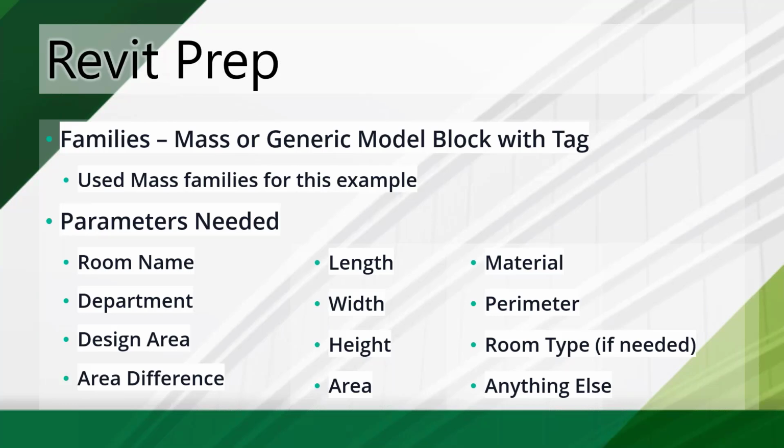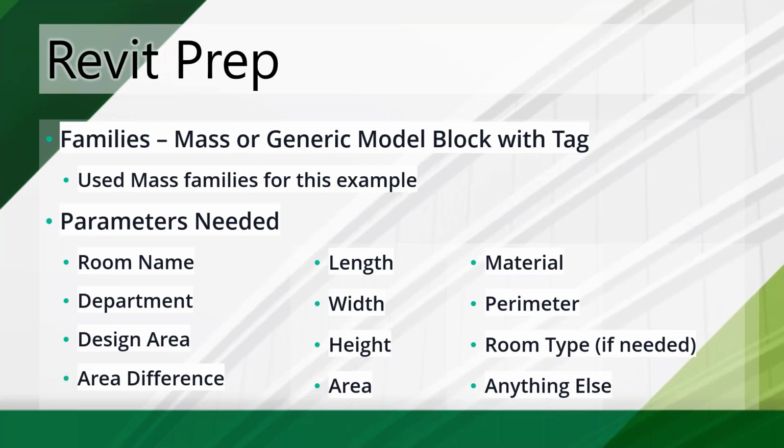And then it helps to have a tag, so that as you're going along, you can start tagging these families and get an idea of what the name of it's supposed to be, what department it's associated with, what the actual square footage is versus what the desired square footage needs to be, and various other things that go along with it. So there's a lot that can go into this.